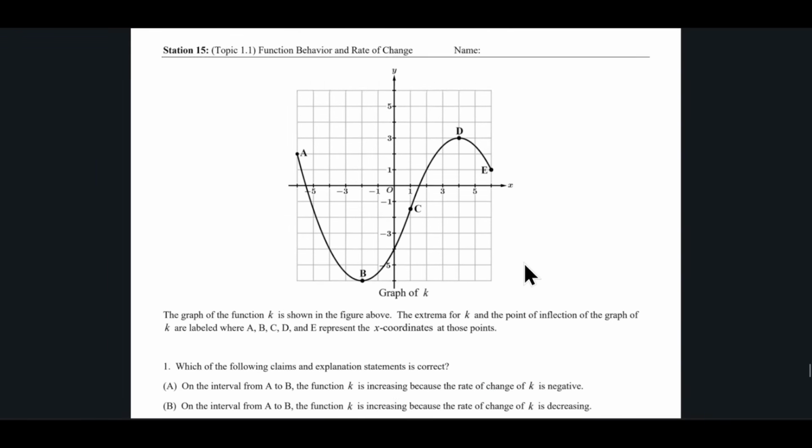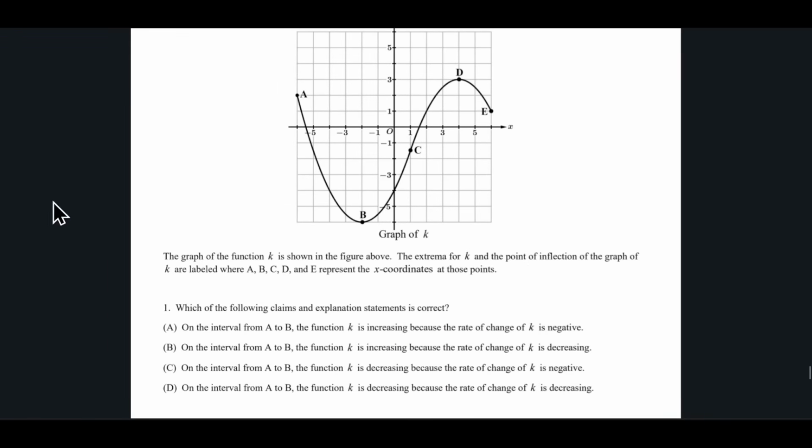Okay. That's a big one. Here we are given a couple of points and we have to find which of the following claims and explanations are correct. Okay, all the claims are on A to B. So I'm going to see what A to B looks like. Okay, here. Is the function increasing or decreasing? Obviously, the function is decreasing, right? It is going down. So A and B are not possible.